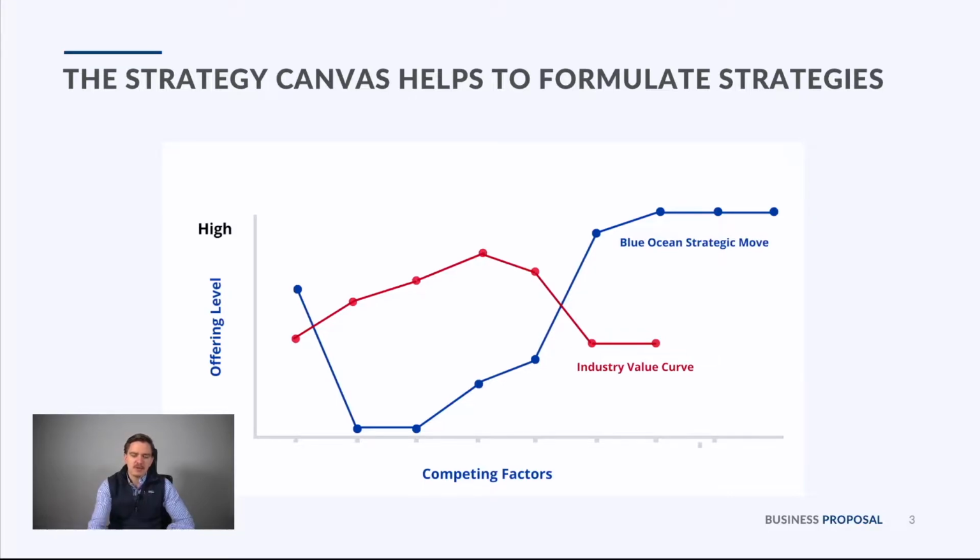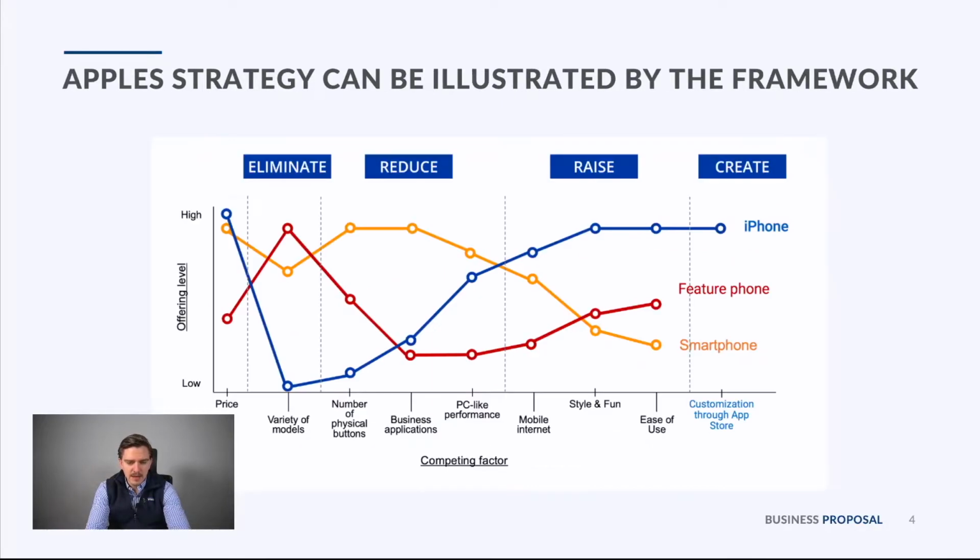Okay, and to make it a bit more clear, let's take a look at the strategy canvas of Apple and the iPhone. So what you see here as a red line are the so-called feature phones. Okay, and also you see in the blue orange line the smartphones. And as you see, if you take a look at the competing factors in the price segment, so this is the first one, Apple and the iPhone was in the premium pricing. Okay, and what they did is that they eliminated all varieties of models. Okay, and this is why the blue line is at a very low point here.